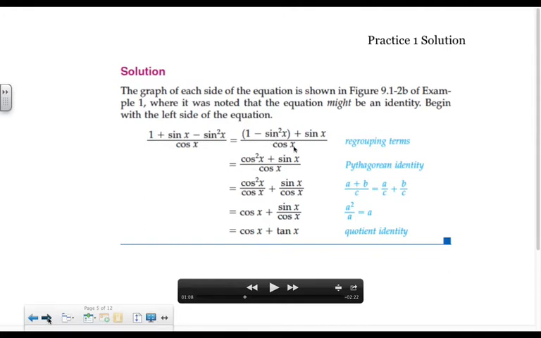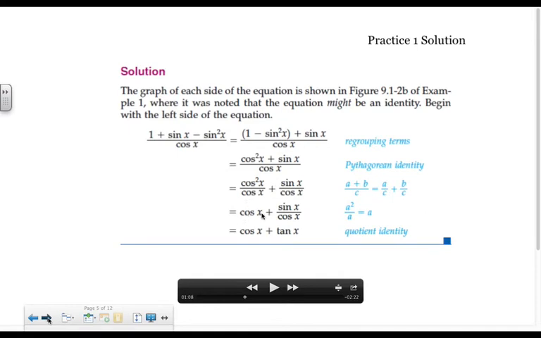So this is cosine squared plus sine x, we haven't changed that, over cosine x. Then we broke up the fraction, all right? If you notice here, they wrote the rules here so you could see what they're doing. These are fraction rules that you should already know. Cosine squared over cosine x plus sine over cosine x is the same thing. So all I've done is broken it down into one more step.